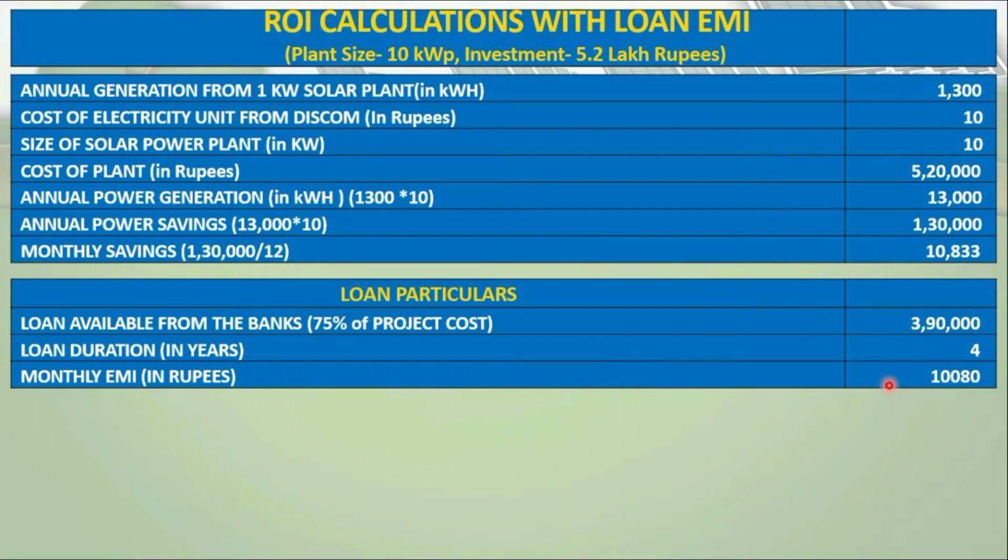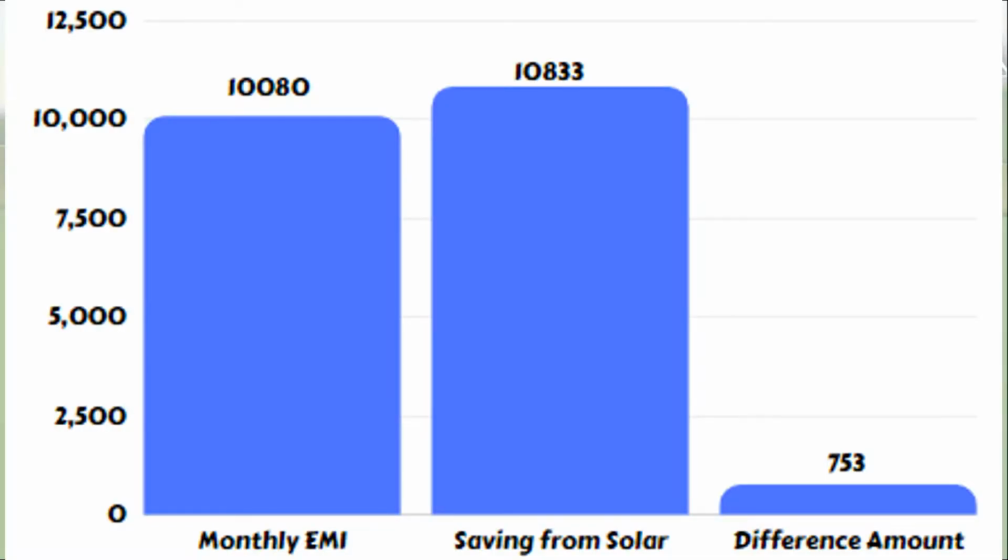10,080 rupees only. Here we have assumed that the loan has been sanctioned at an interest rate of 11% per annum. Generally the loan is available at 10% or 10.5%. Just for the sake of the calculation, higher interest rate is considered. So now we know that our monthly EMI which we need to pay to the bank is 10,080 rupees.